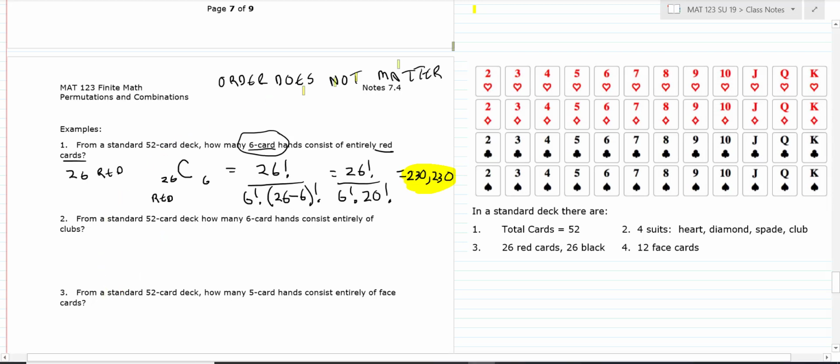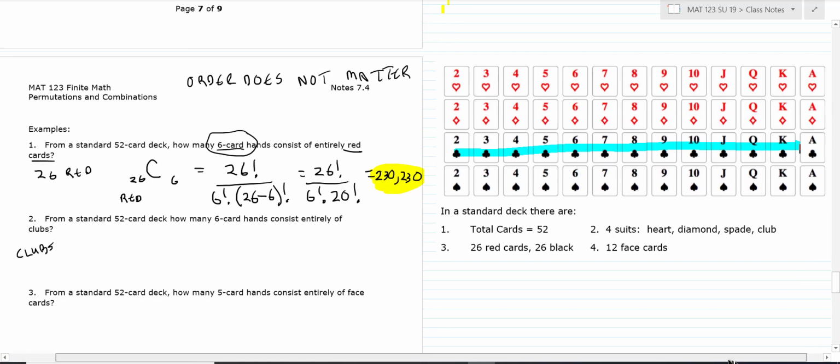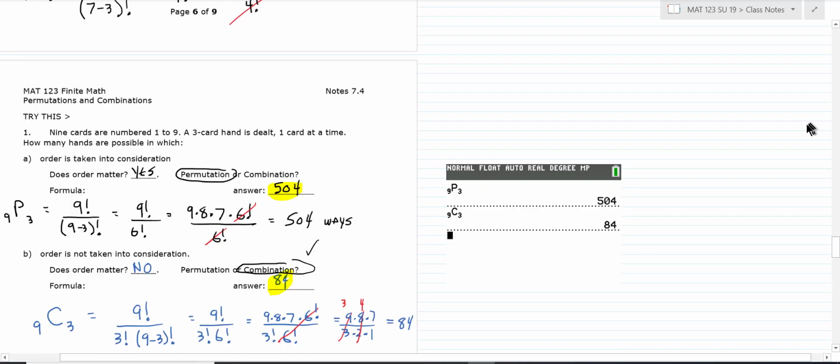Now we're going to push on, just kind of keep looking at these. This says, from a 52 card deck, how many 6 card hands consist entirely of clubs? Well, okay, how many clubs are in a deck? That's what we're choosing from. The clubs are these. There are 13. Count that out. You got 9, 10, 11, 12. Whoops, I missed the ace. There we go. So there's your 13 cards right there.